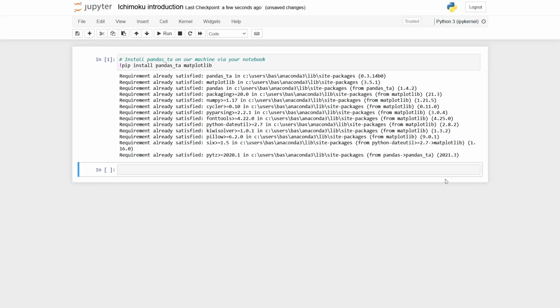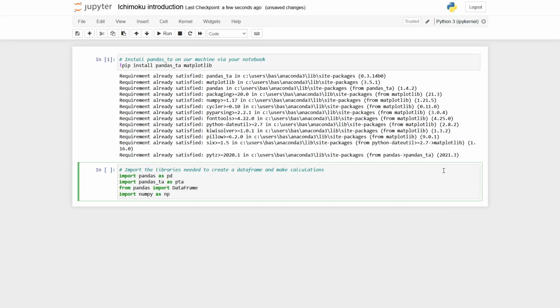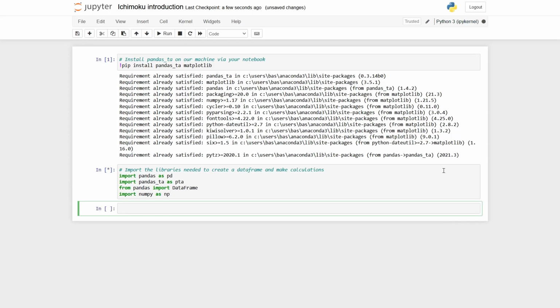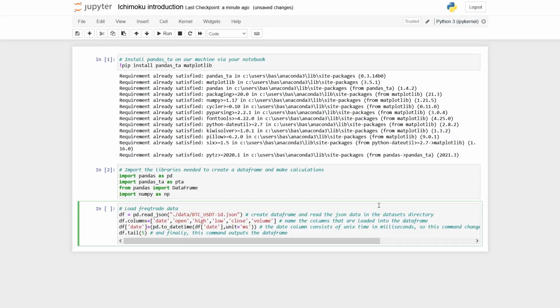And let's enter the commands you will see here in another cell. Execute that cell to import these Python modules in memory so that you can use these from now on. And you can see I have imported Pandas as pd, the Pandas TA library as pta, and have used the DataFrame and NumPy as well.